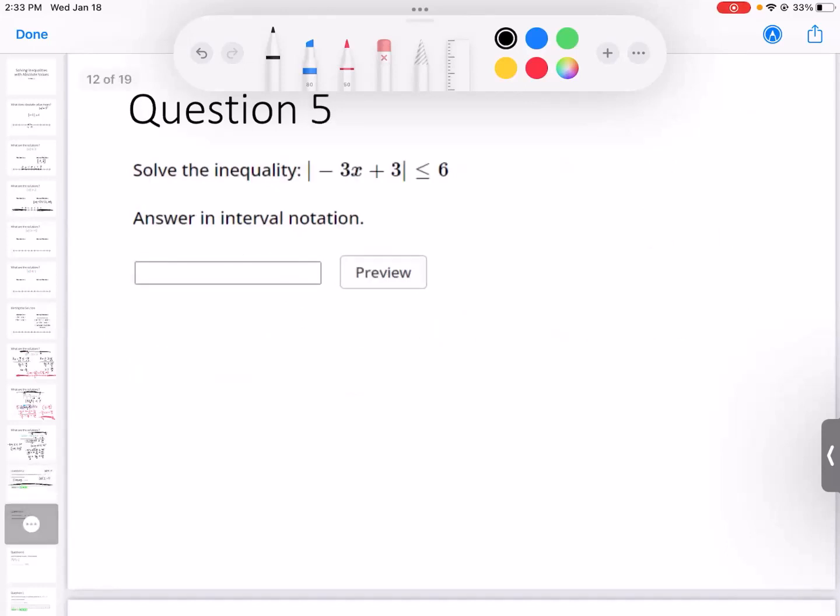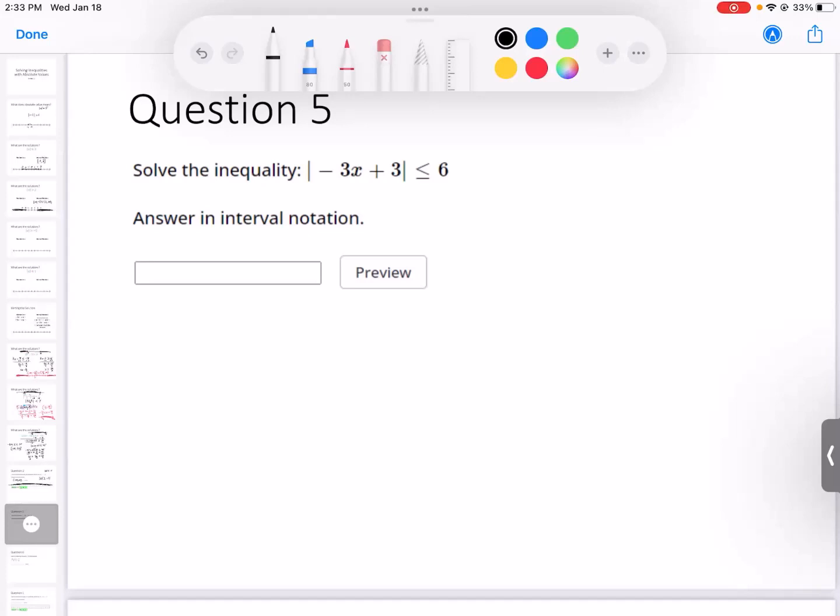This one had a negative being multiplied in here. So we did one where you had to flip the signs before you solve the absolute value part, but this one has multiplication by a negative inside the absolute value. So as long as you remember to flip the sign when you divide by that, you'll be fine. But I want to show you what the answer ends up looking like.